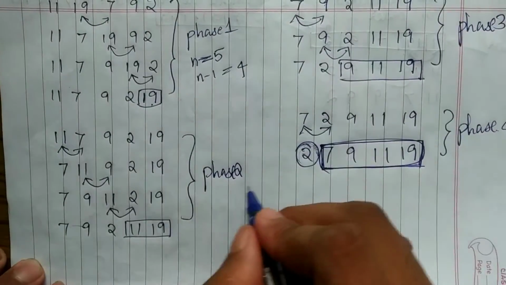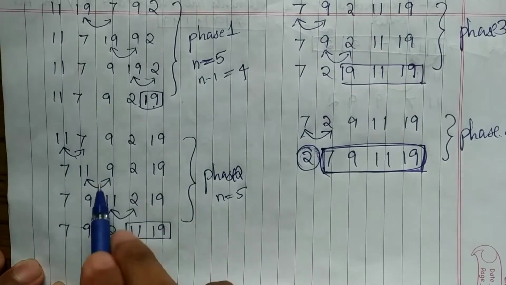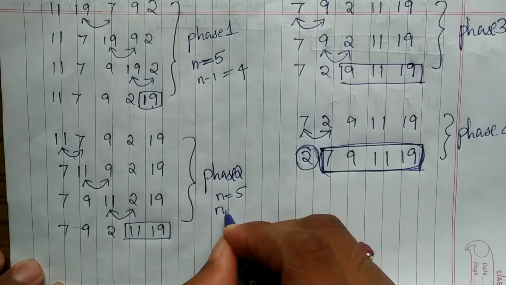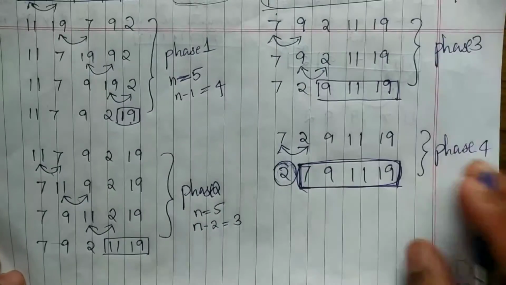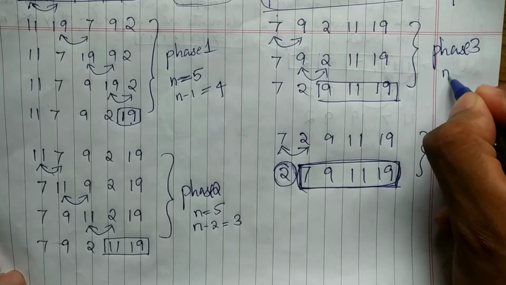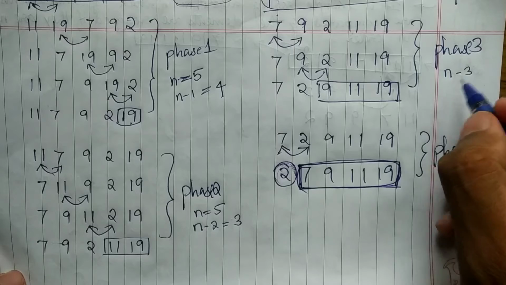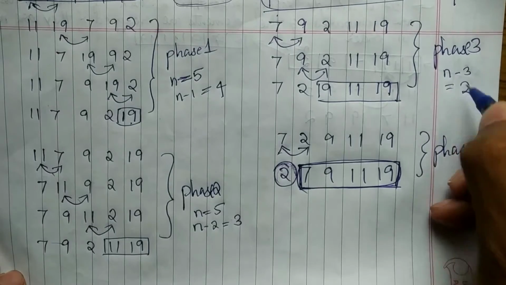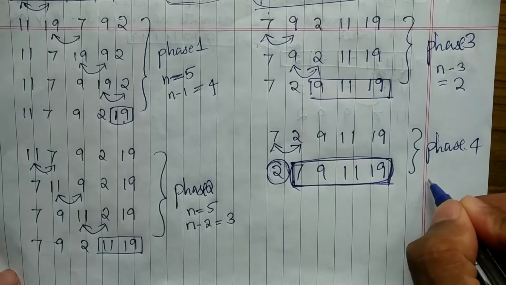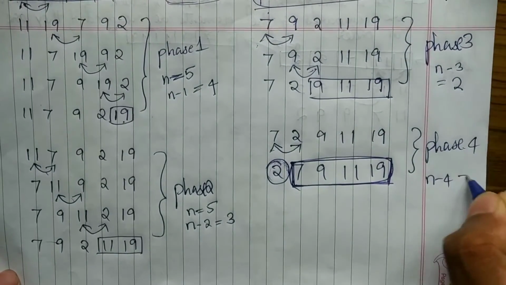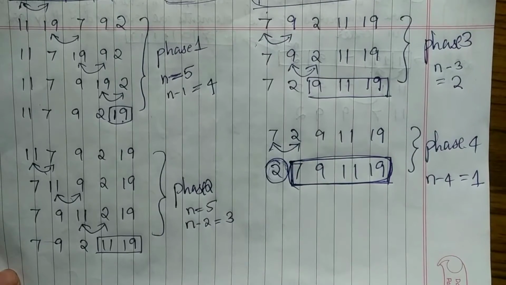In the phase 2, where n is equal to 5, we required 1, 2, 3, n minus 2, that is 3 swaps, right? In the phase 3, we required n minus 3 swaps, that is 5 minus 3 is equal to 2 swaps, 1 and 2. In the last phase, we required n minus 4, that is 1 swap, right?